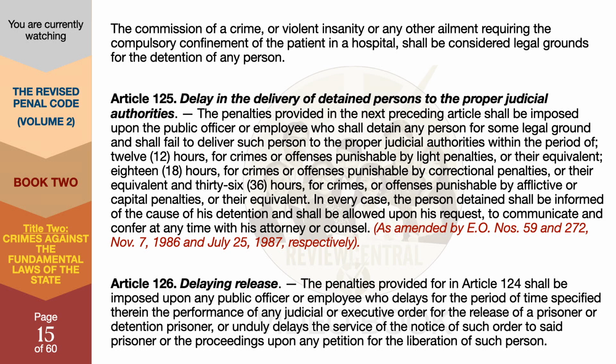Article 126. Delaying release. The penalties provided for in Article 124 shall be imposed upon any public officer or employee who delays for the period of time specified therein the performance of any judicial or executive order for the release of a prisoner or detention prisoner, or unduly delays the service of the notice of such order to said prisoner or the proceedings upon any petition for the liberation of such person.